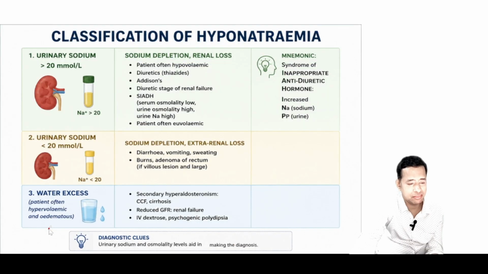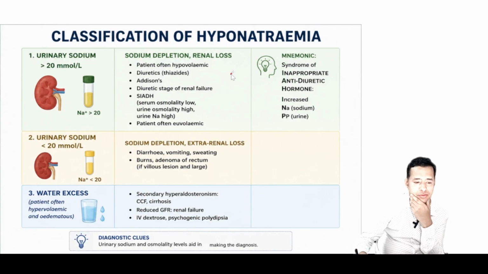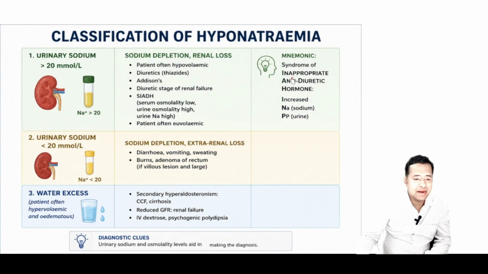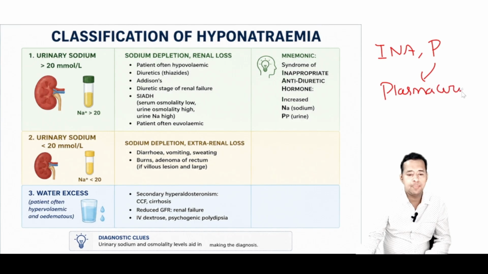You have to know. I said that I will be taking a mnemonic for syndrome of inappropriate antidiuretic hormone. So here, this is one of the important causes of hyponatremia. And SIADH stands for I is INA, increased sodium, and P is nothing but plasma, urine. Okay, plasma urine increase. Okay, you have to know. Very easy.